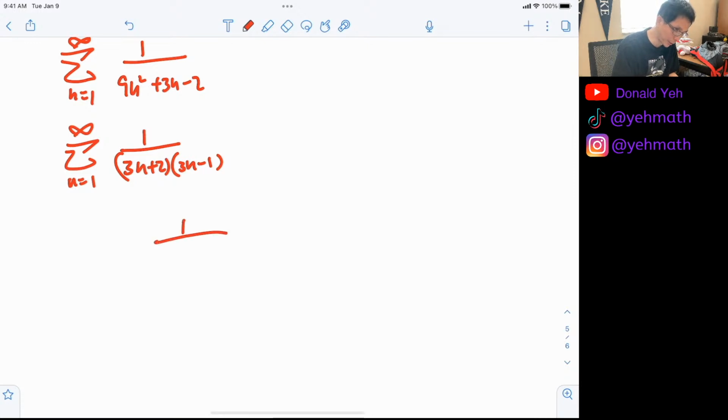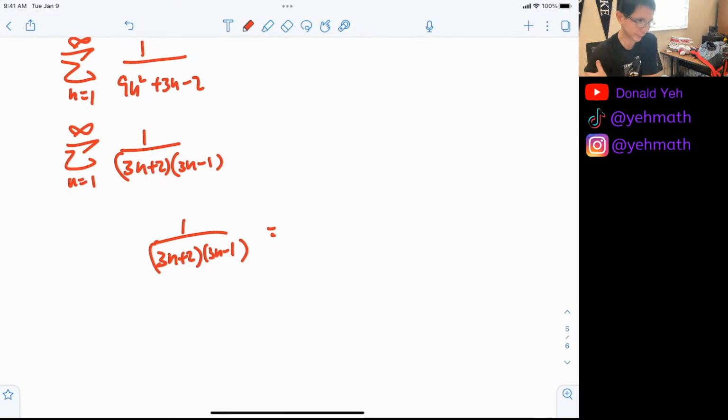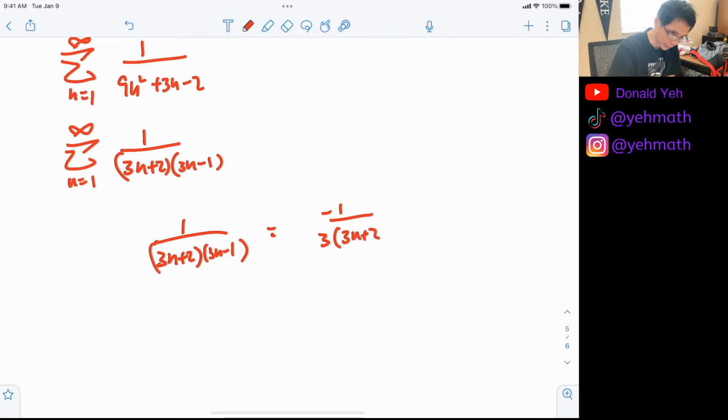Okay, so 1 over (3n plus 2)(3n minus 1). Big parentheses. So what do you need to multiply? Do you want to tell me A and B then? Okay, yeah, sure. A equals -1 over 3 if you have 3n plus 2 on the bottom. Negative 1 over 3 times (3n plus 2). And then B is just 1 over 3, times (3n minus 1).